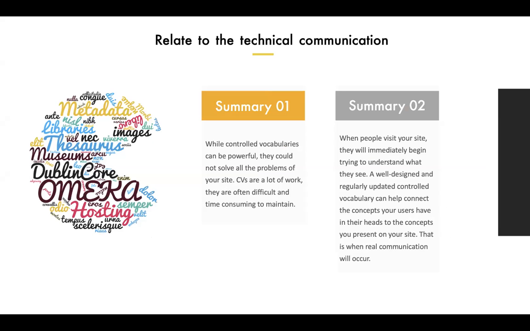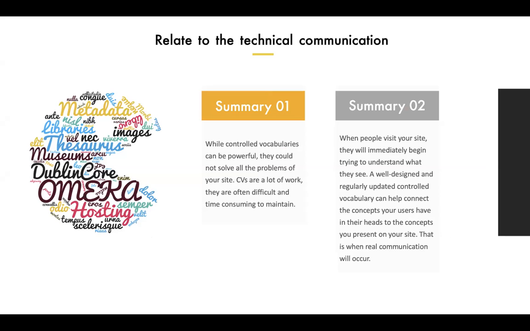Here are two summaries that I have found. First, while controlled vocabularies can be powerful, they cannot solve all the problems of your site. CV is a lot of work. They are often difficult and time-consuming to maintain.